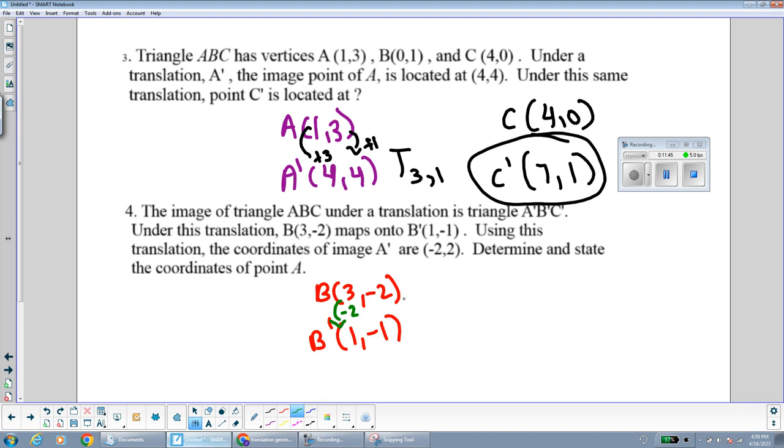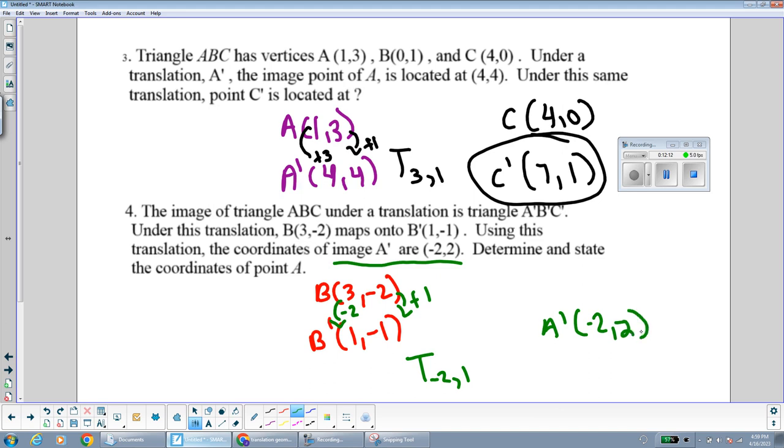And from -2 to -1: -1 is bigger than -2. -2 is more negative, -1 is bigger. So 1 was added. So this is a translation of 2 to the left and 1 up, -2, 1. So now that we know what the translation is, it says using this translation, the coordinates of the image of A prime is -2, 2.